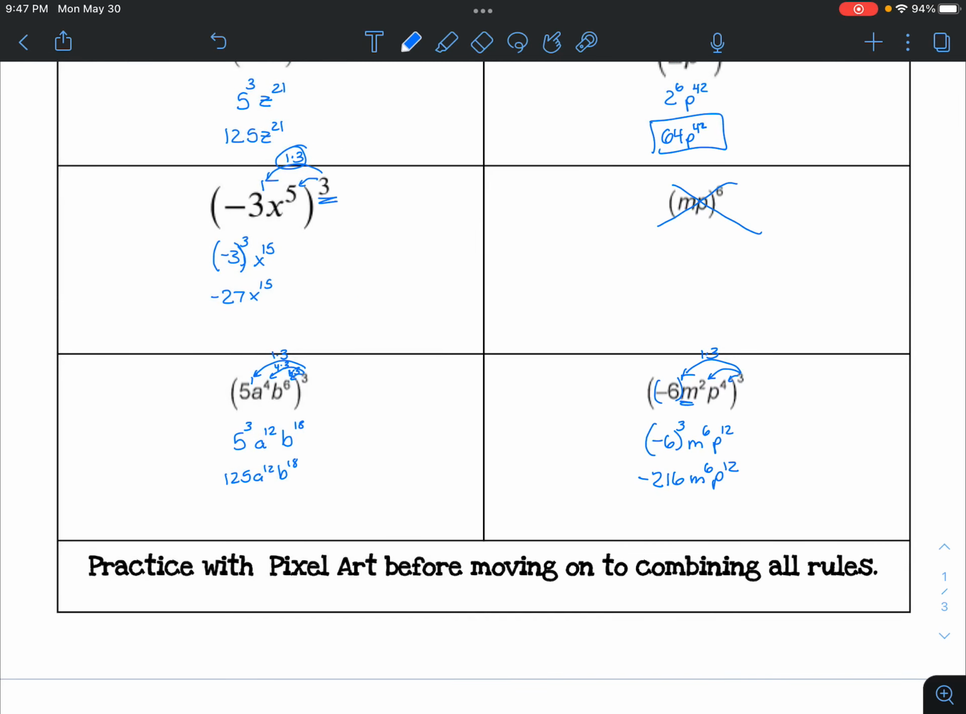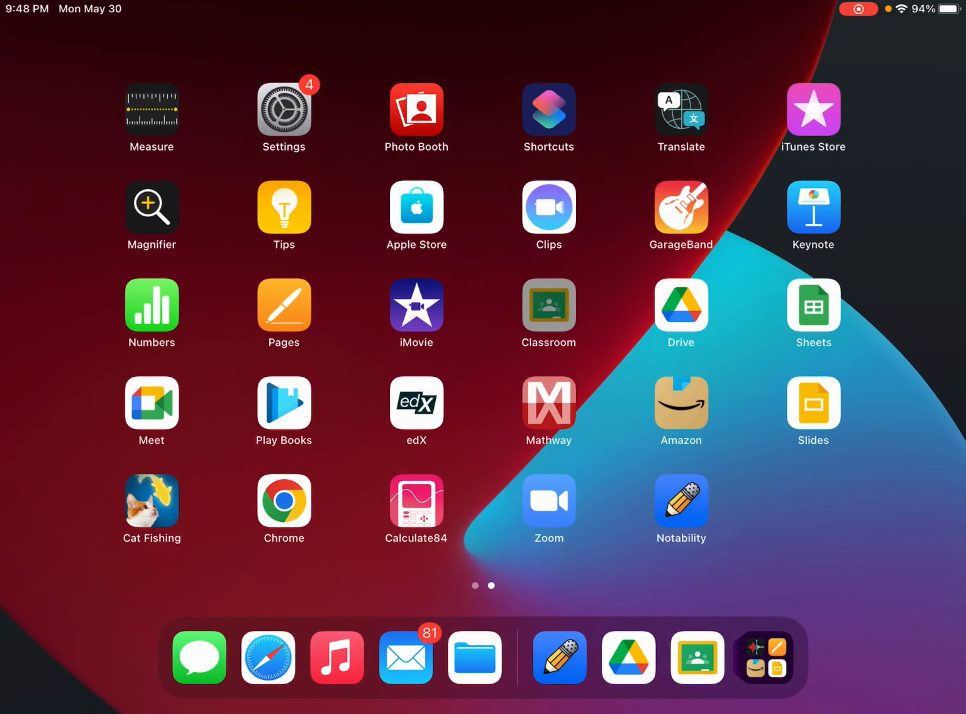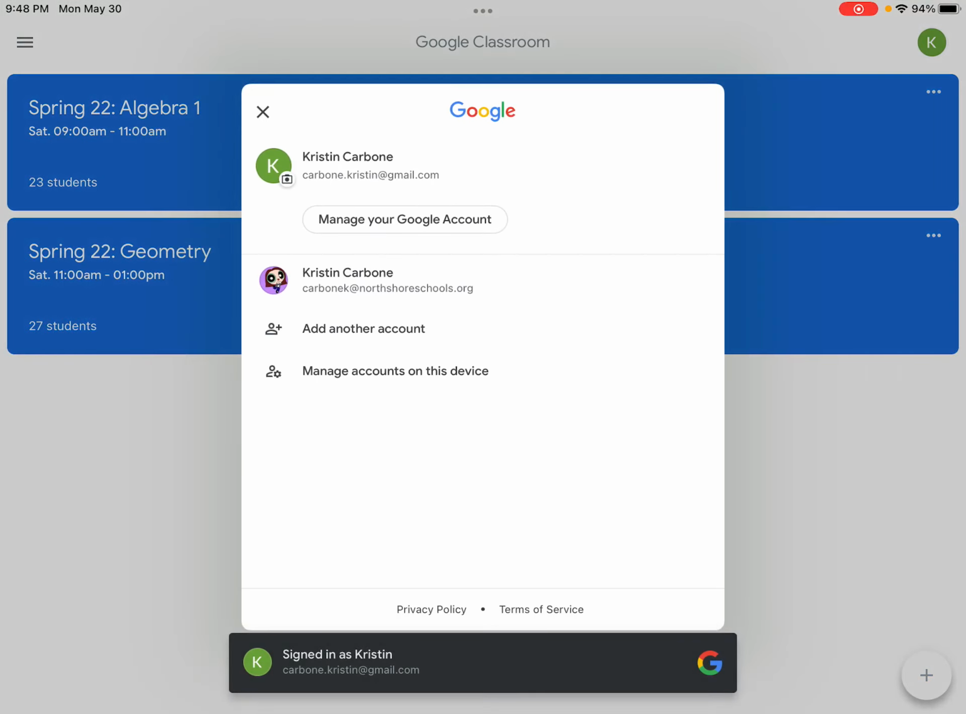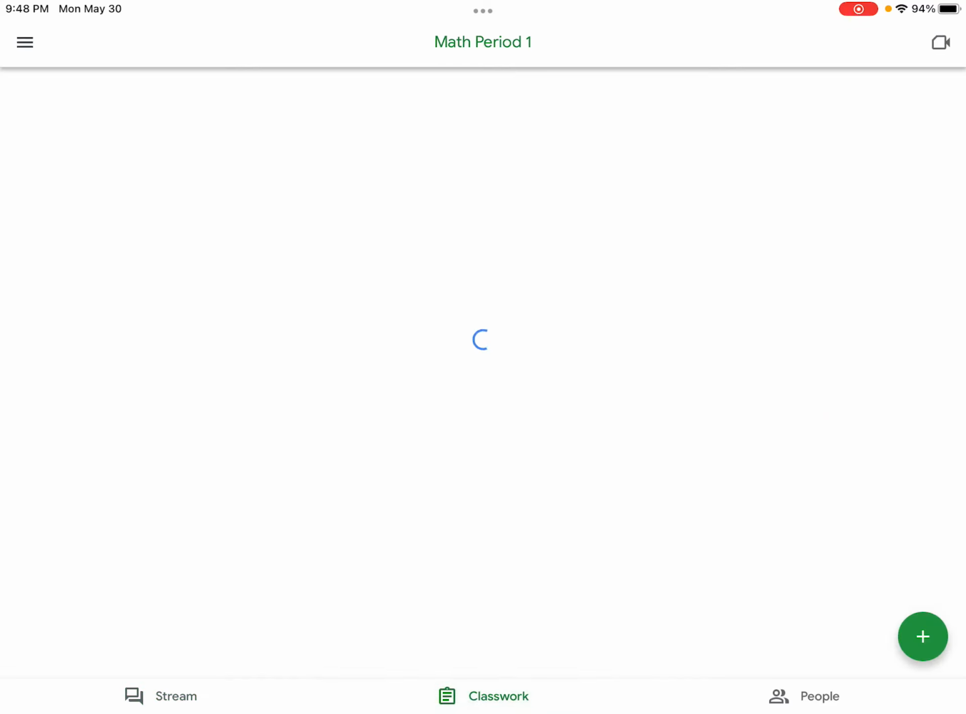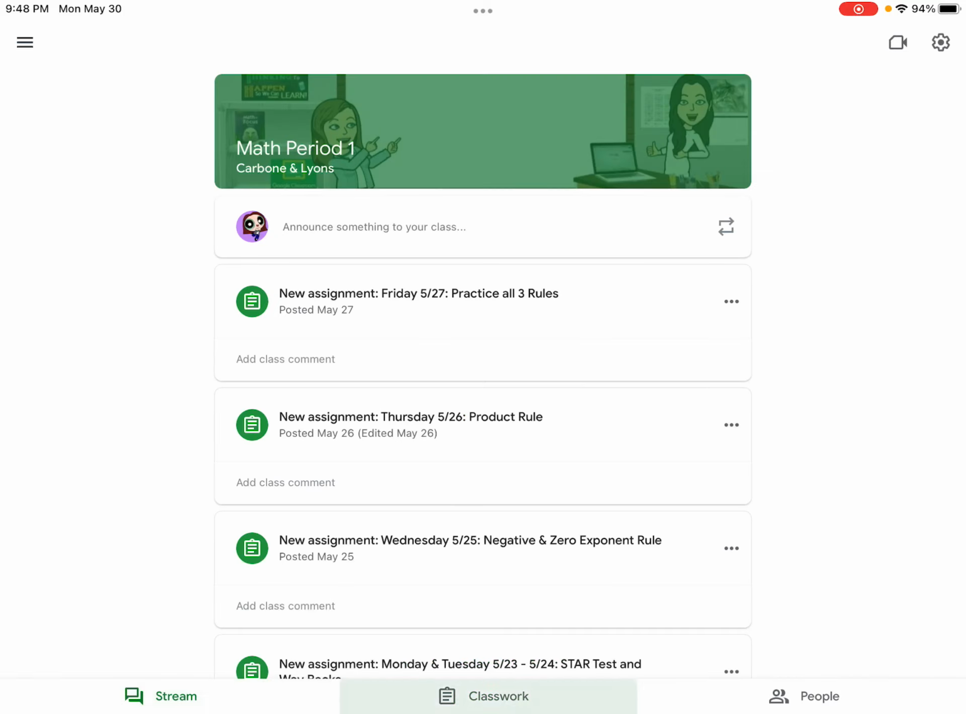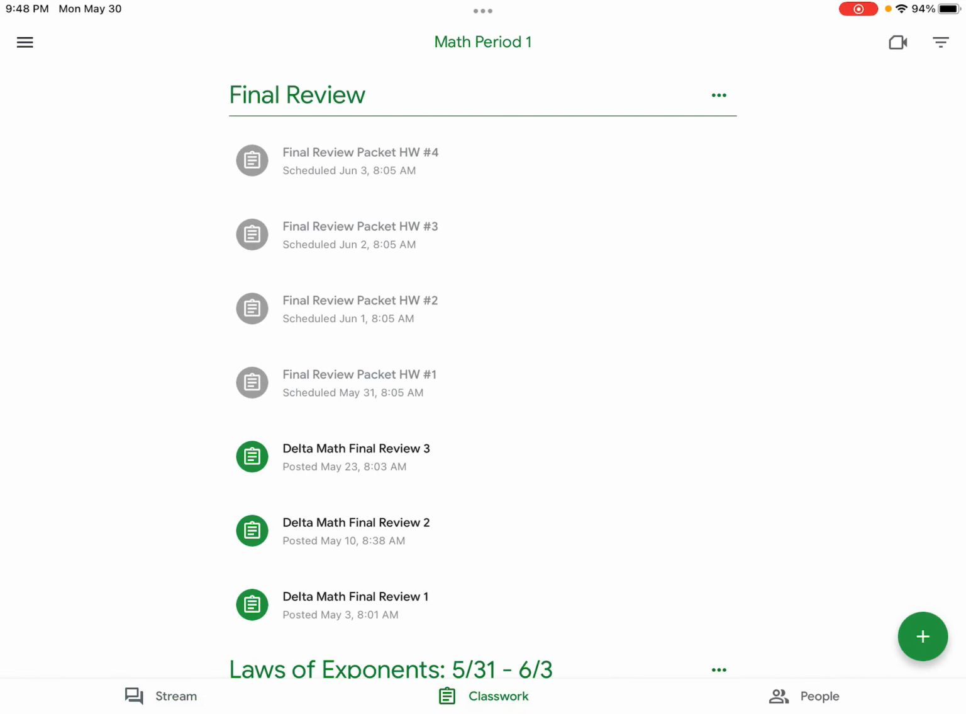Now what you're going to do is practice with pixel art before moving on to combining like terms. So I want you to pause the video and go do this pixel art. Let me show you. Google Classroom, other login, and period 1, classwork. Oh, of course, it's going to take forever to load. But that's okay.